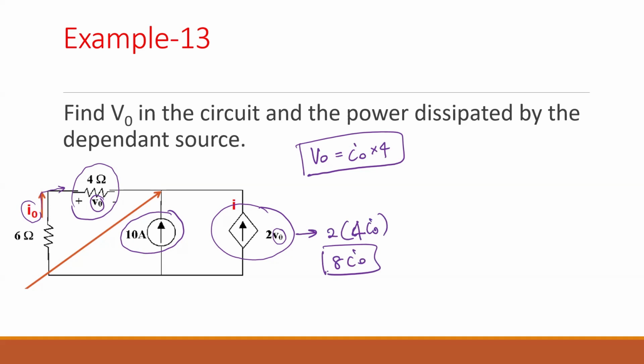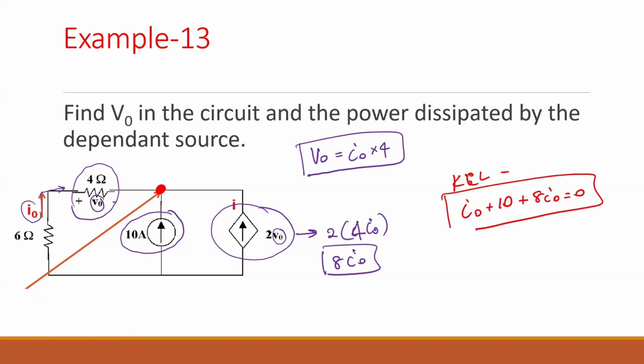Okay, now you can apply anything. If you apply KCL to this node here, what are the currents coming in? All the currents are coming in. Look at the arrows. We may get negative later on, but look at the arrows that we have. All are coming into the node. So I can say I naught plus 10 plus 8 I naught equals 0. So we can say I naught equals negative 10 over 9 amps. Is that right?